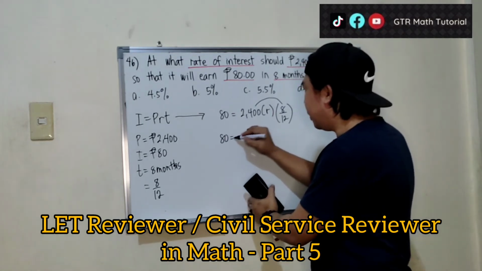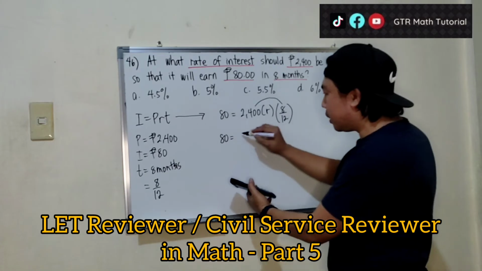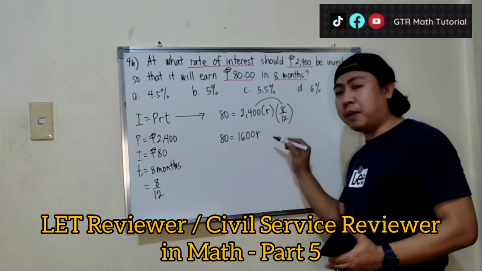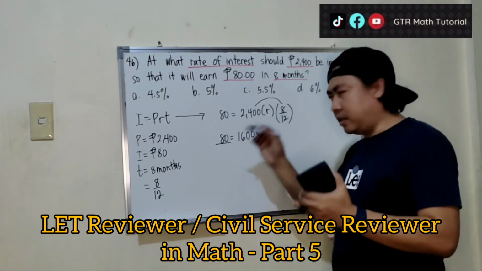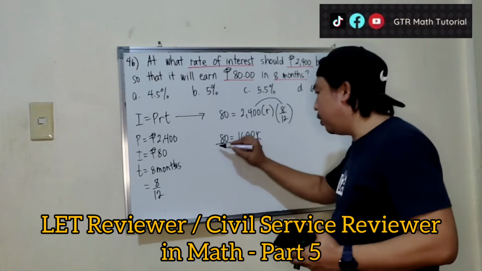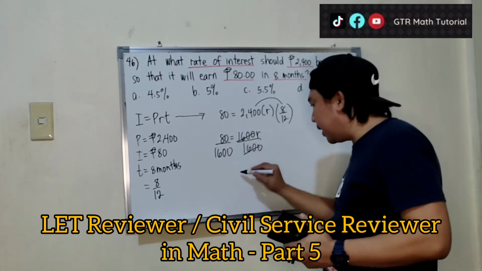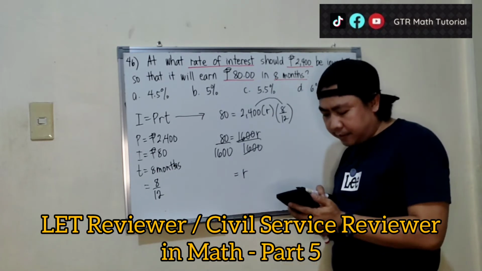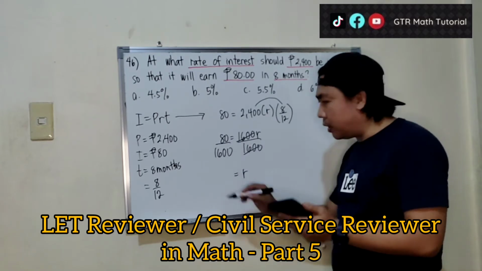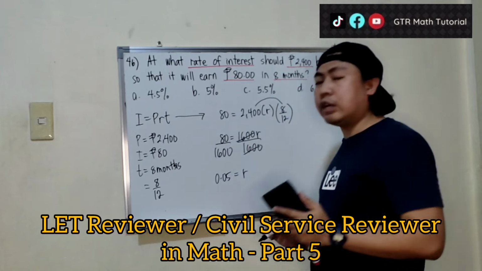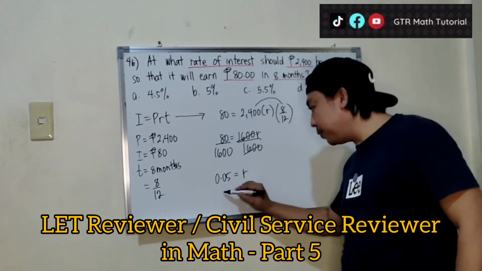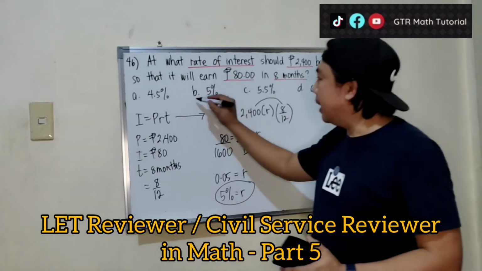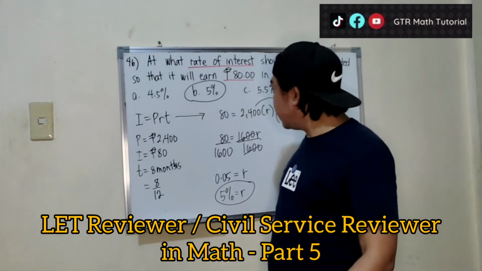So, we have 80 equals 1,600 times R. Then, divide both sides by 1,600 to get the value of R. So, cancel out na to. R na lang ang nasa right side natin. Just divide 80 divided by 1,600. So, that is equal to 0.05. So 0.05 convert in percent, that is equal to 5% equals R. Okay, so therefore, the correct answer is letter D, 5%. Okay, so ganun lang ang pag-solve ng R.